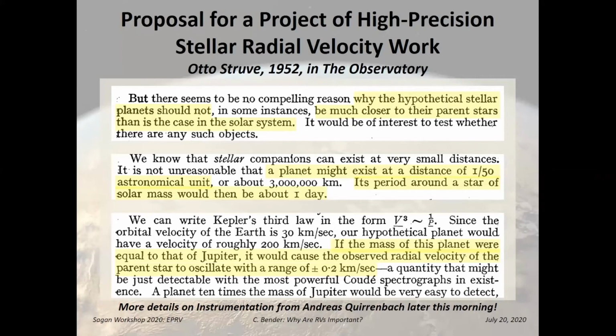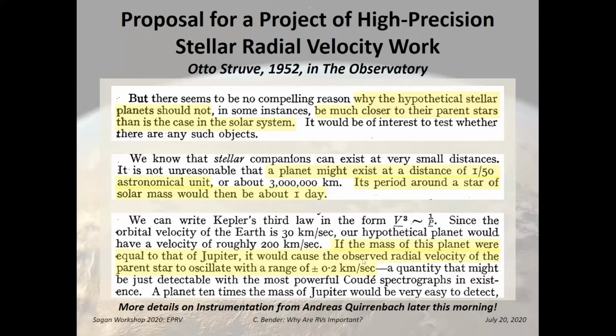But, and this is why this paper is so compelling, he goes on to propose a solution. There's no compelling reason why the hypothetical stellar planet should not in some instances be much closer to their parent stars than is the case in the solar system. We should test this. And if a planet exists at a distance of 1/50th of an AU, its period around a star of solar mass would then be about a day. So Struve predicted in this article the existence of hot Jupiters, some 40 years before we discovered the first one.